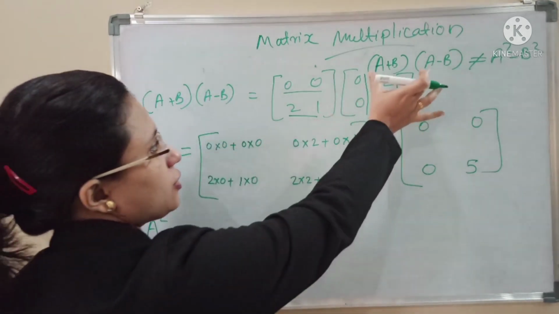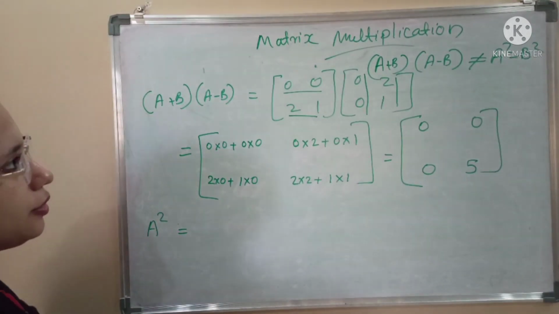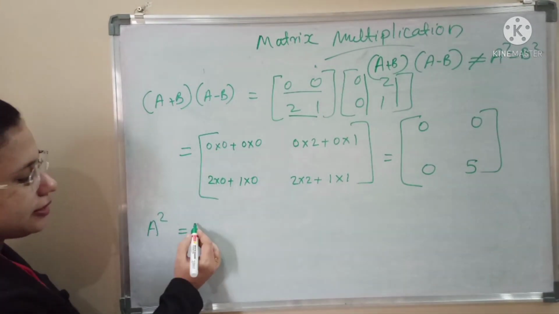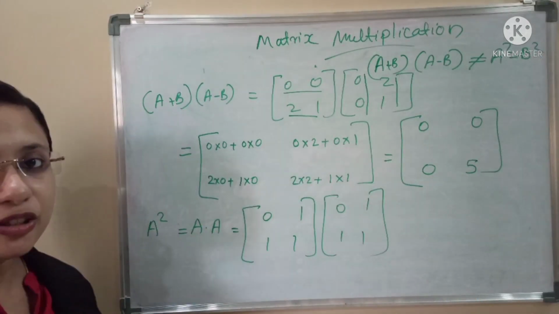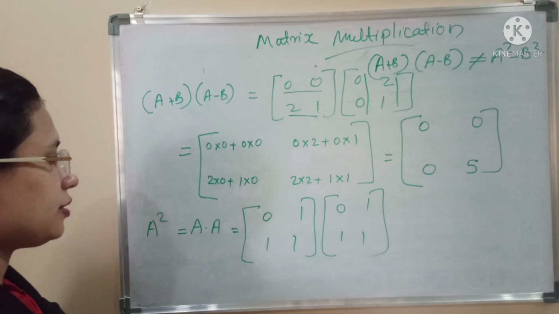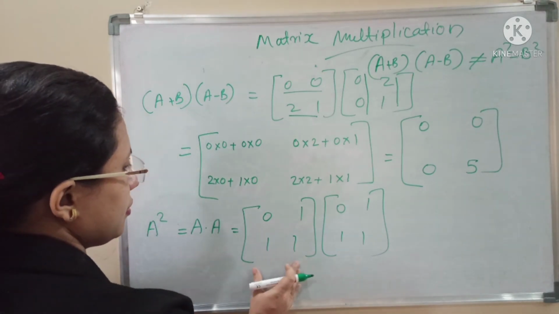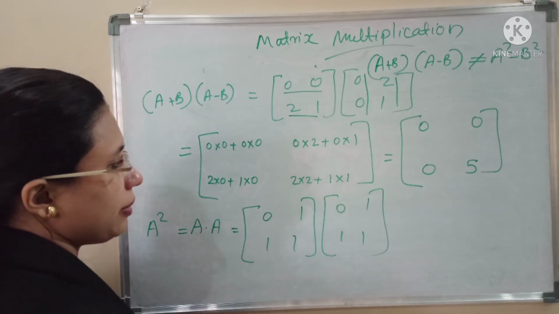So this part is over. Now we are taking the right hand side. A square means A into A. So matrix A is given in our question. So just copy that matrix. Now we'll do the multiplication.